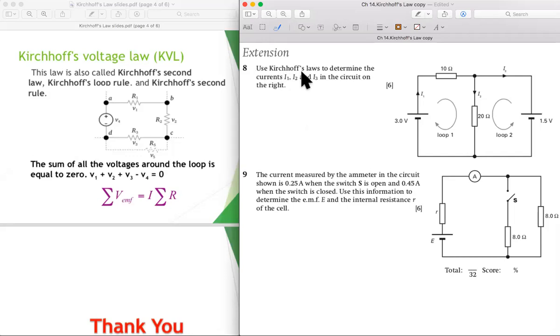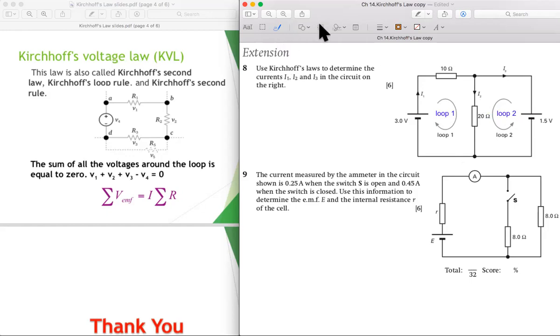On number 8, use Kirchhoff's law to determine the currents I1, I2, I3 in the circuit on the right. Wow, how to solve this? Okay, I separate it into two loops here. This is loop 1, and the right one is loop 2. Between loop 1 and loop 2, we have a junction, where I1 is entering the junction and I2 and I3 are leaving.